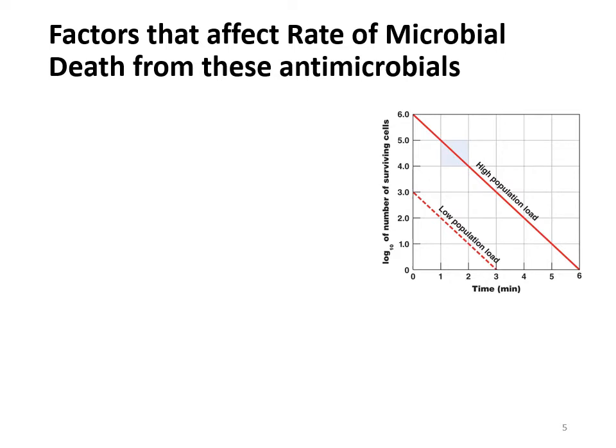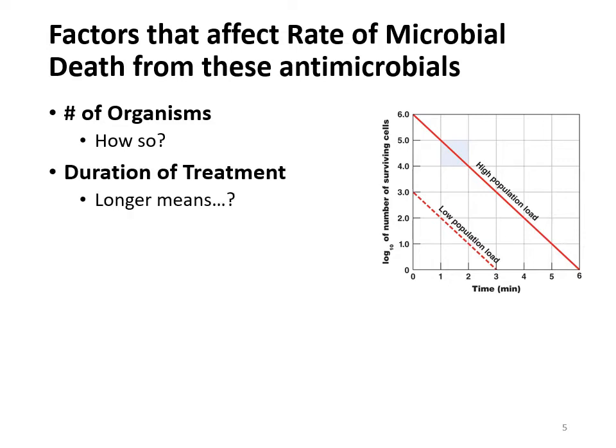Okay, the first category that we have is the number of organisms. Think about it, if there are more microbes present, more bacteria, is it going to be easier or harder to kill them? Okay, it'll be harder to kill them, right? It'll take a longer time. So more microbes decreases the rate of microbial death from antimicrobials. It makes it harder to kill them.